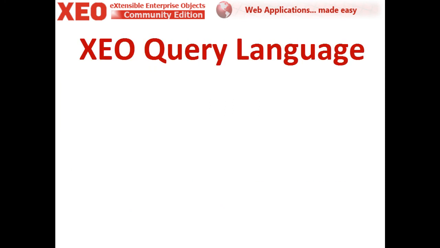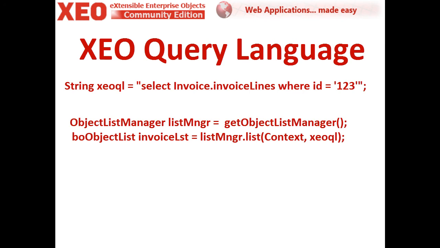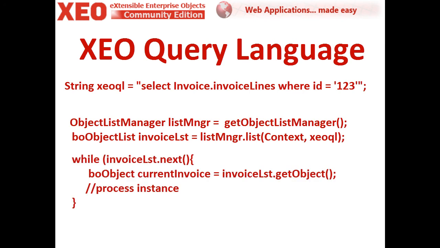XEO provides a query language known as XEOQL, which is similar to SQL, that allows you to make selections of instances based on conditions. You can do things like select invoice.invoice lines where ID equals 123 to select all invoice lines of the invoice with ID 123, assuming invoice lines is a collection attribute of invoice. XEO's API provides methods to execute XEO expressions and returning paged lists of instances to process.